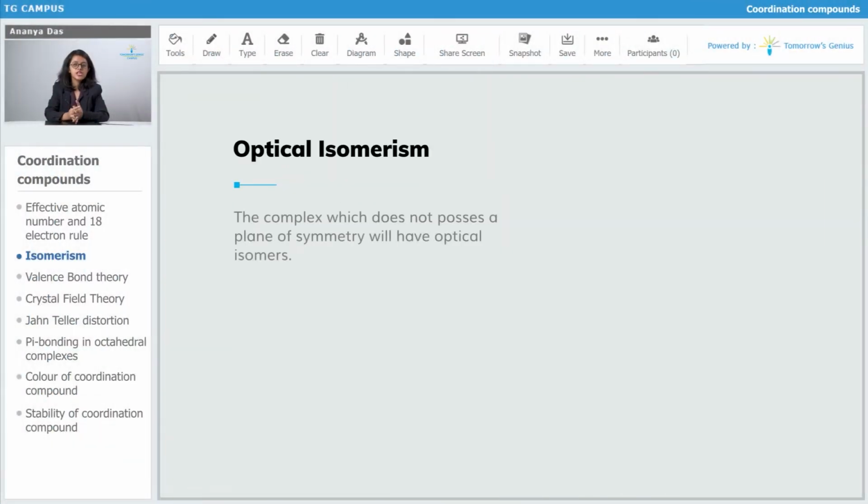Now there is one more criteria for seeing whether a complex is going to be optically active or not going to be optically active. For that, let's draw a complex. I'll take cobalt as my central metal atom and I'm taking ethylene diamine as the ligand. Don't worry, I'm going to draw ethylene diamine only. First, I'm just drawing all the nitrogen atoms.